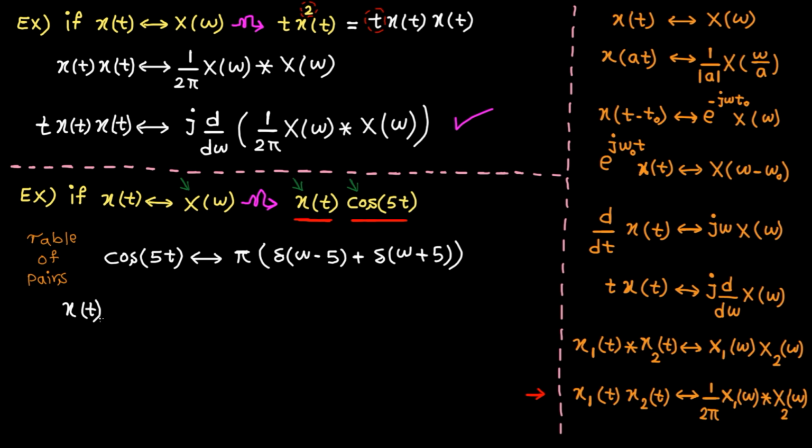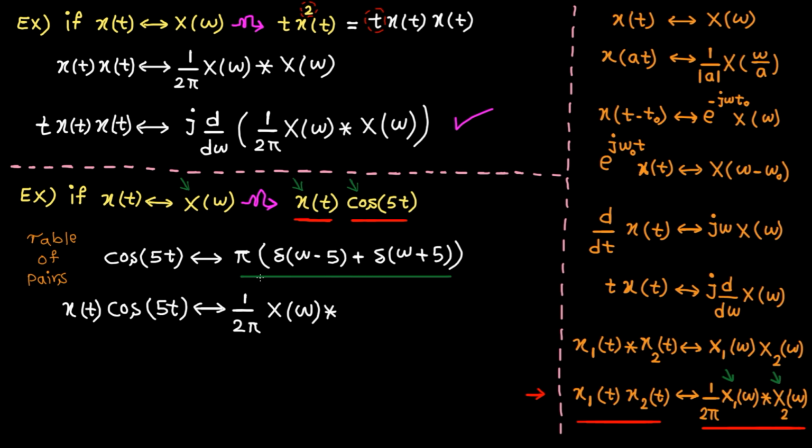Now, if we multiply x of t by cosine 5t in the time domain, we just need to convolve their Fourier transforms. The Fourier transform of first signal convolved by the Fourier transform of the second signal, which is this. Pi is cancelled by pi.